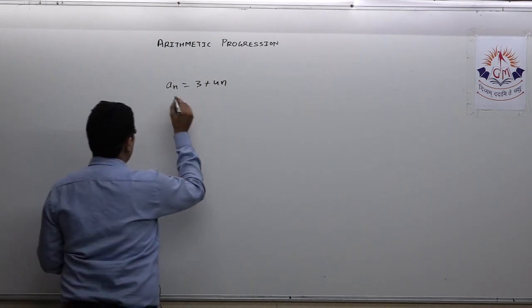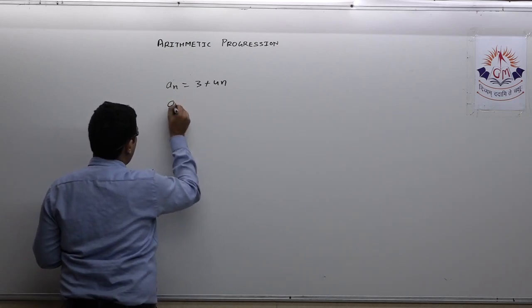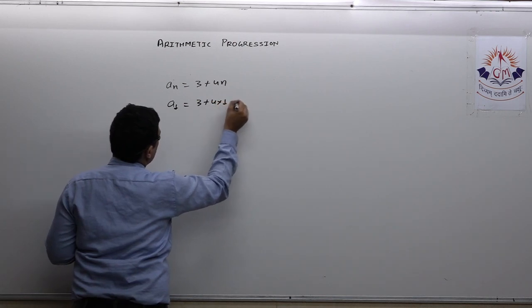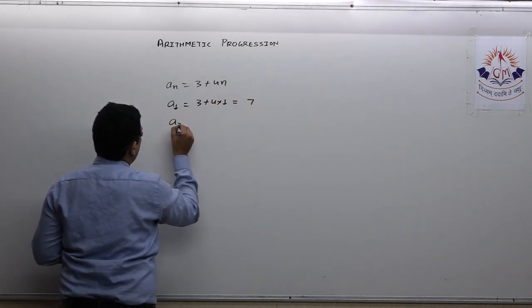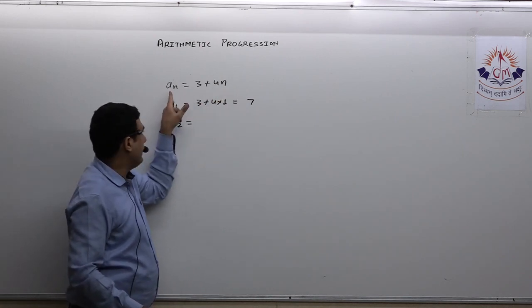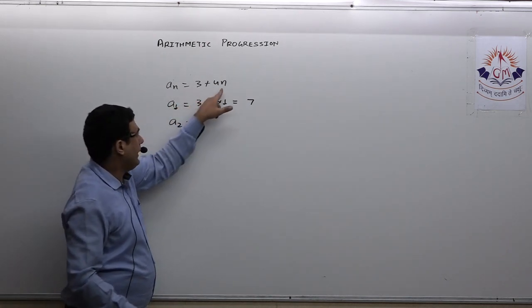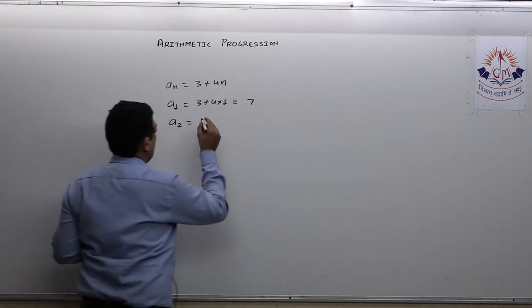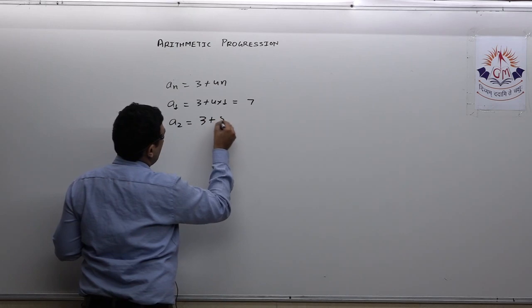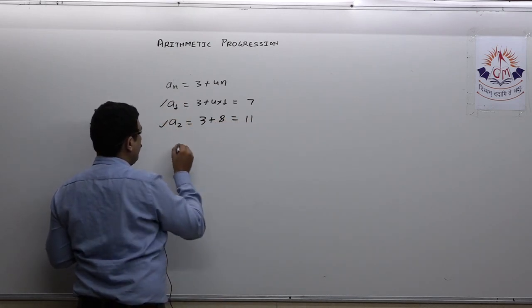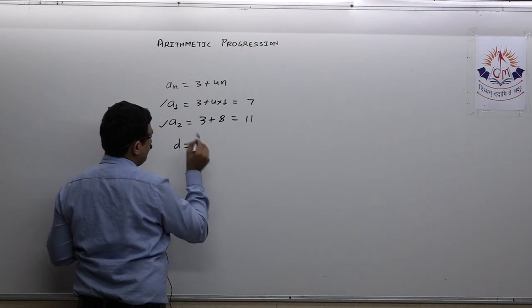So it's very easy. See, an is given, so I can find a1, that is 3 plus 4 into 1, that is 7. Putting n equal to 1, I will get the value of a1. Putting n equal to 2, I will get the value of a2. So a2 is 3 plus 8, that is 11. Now I have a1 and a2, so I can find d.